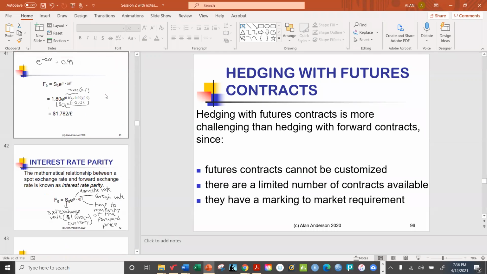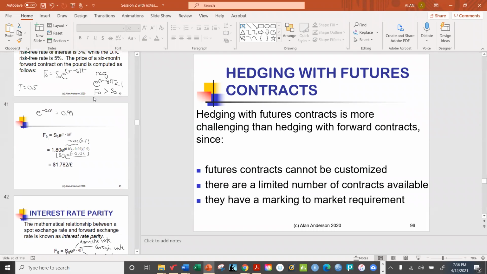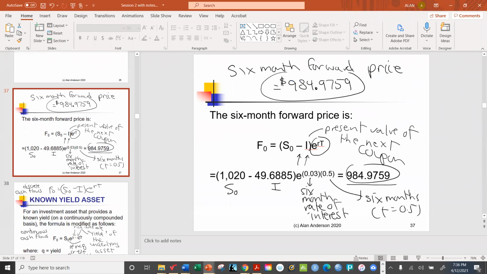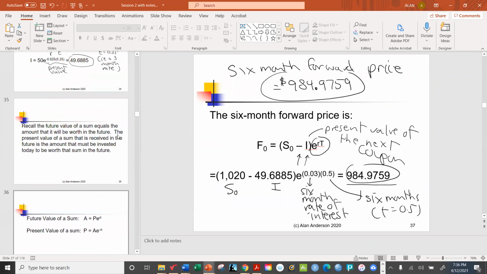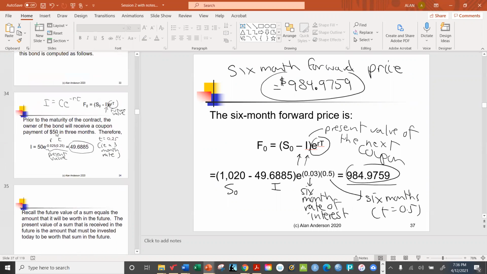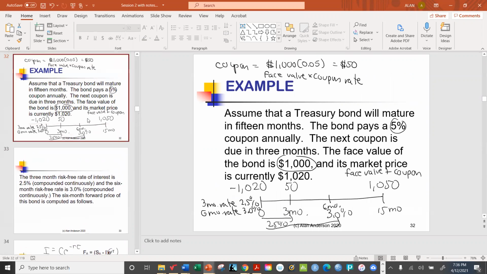Yes, if we had more than one, you would calculate each present value separately and then add them up, and that becomes that I term. Let me go back and see if I can find it. Here it is. Yes, if there had been another coupon, then you would be calculating the present value of two of them, and then you would add them up, and that I would be the sum of all the present values of all the coupons. That's right. Sounds good. Thank you.